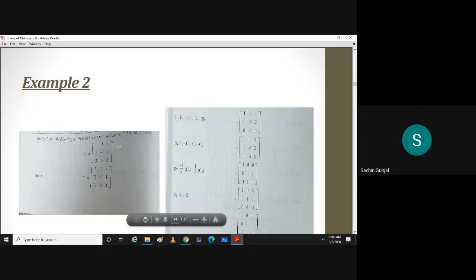So you will have to observe the first entry and make it 1. It is already 1. So below that, everything should be 0. So your operations are R2 minus 2 R1. Let us try at least. Okay, fine.